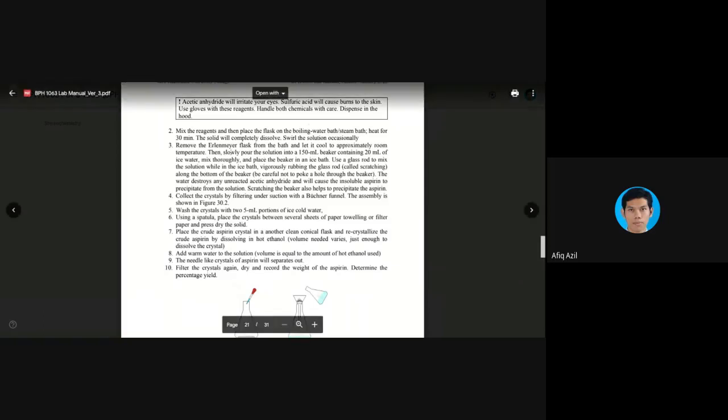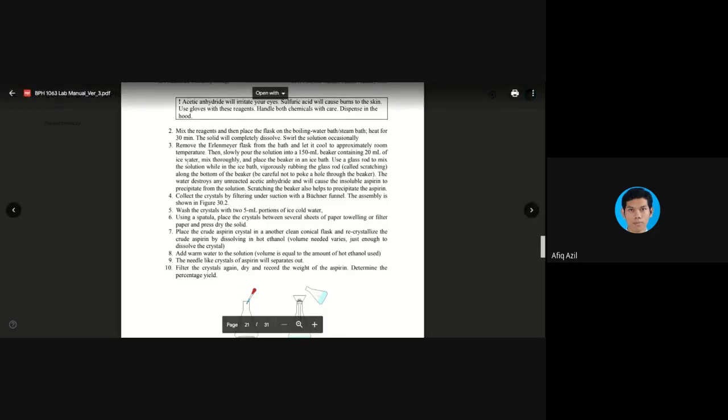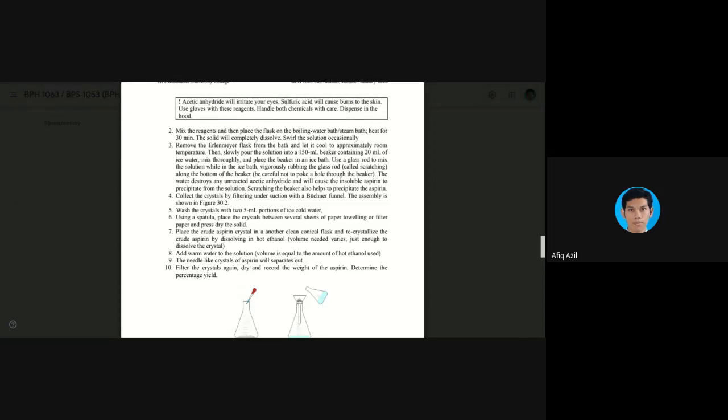Then what you do next is to remove it from the heat and cool it to about room temperature. Then only you pour the solution into a 150 ml beaker containing 20 ml of ice water, or you can also add 20 ml of ice water into the mixture solution that you have in the conical flask earlier. This water must be mixed together with ice so that the temperature is below 5.